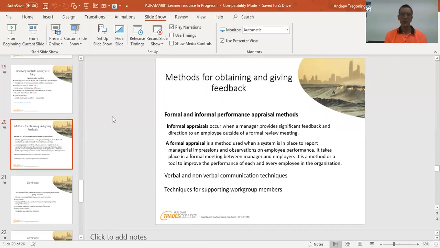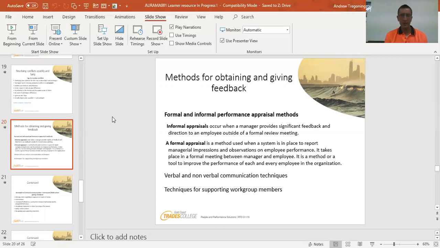So, methods for obtaining and giving feedback. In a workplace, quite often you're likely to be having some sort of formal and informal performance and appraisal. If you're an apprentice mechanic or you're new in a business, it might be that you have regular meetings and informal appraisals with your manager, and that gives them the opportunity to provide feedback and direction to an employee outside of a formal review meeting.